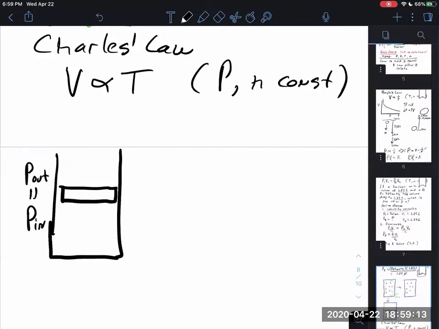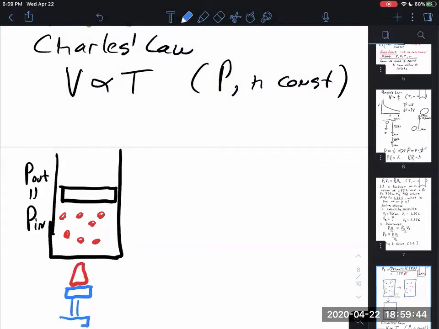So if the outside pressure becomes greater, then the piston will go down. If the inside pressure becomes greater, then the piston will go up. So the pressure is always equal. And then I have some particles in here. So they're at some given temperature, and then I'm going to have a Bunsen burner. So the Bunsen burner is heating up the particles.